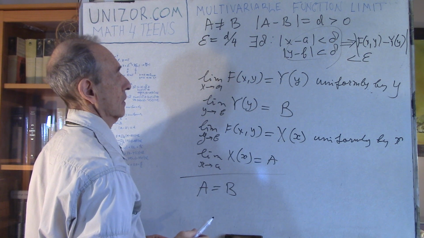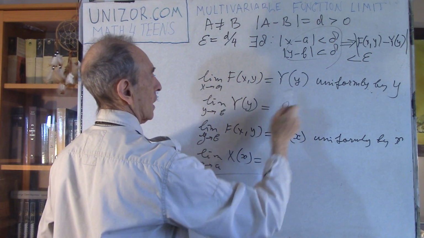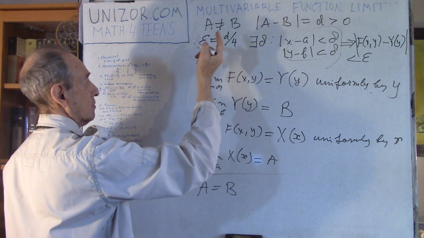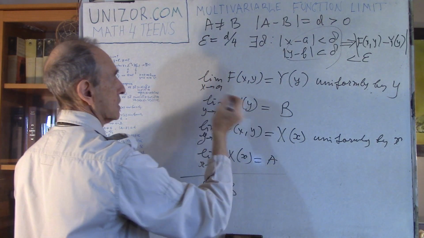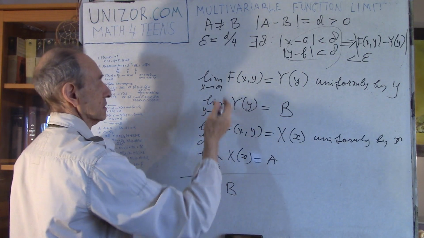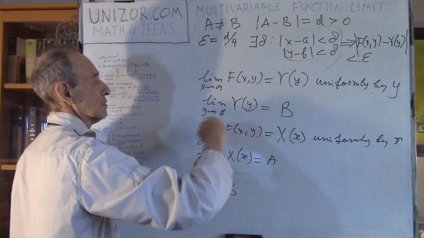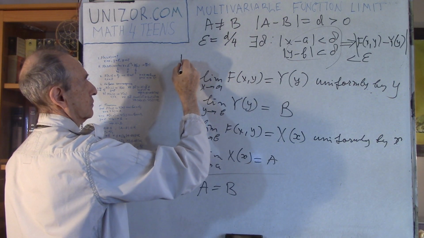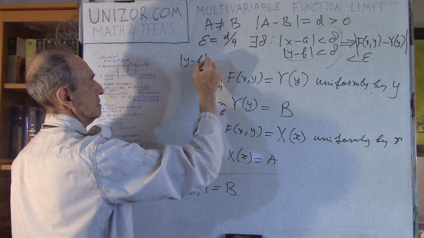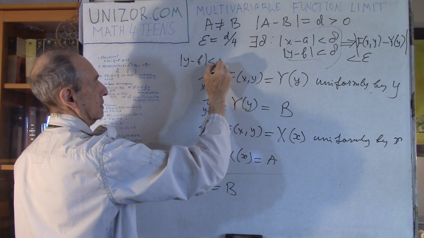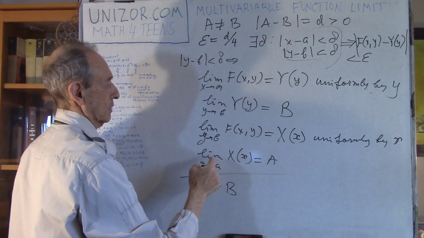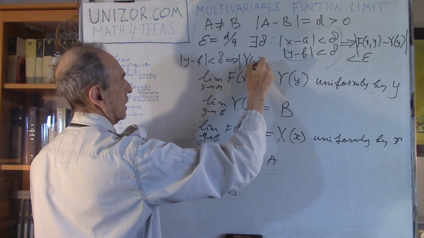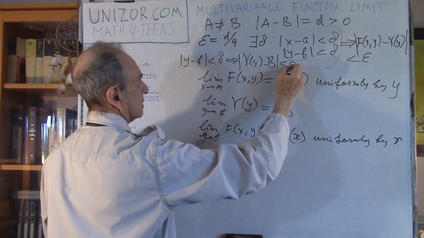Okay, now that's from here. Now let's go with the second one. The second one gives me that for the same epsilon, there is again another delta 3 or whatever you want, but then you will have a minimum of delta. So we can say that for |y minus b| less than delta, we will have this one: |Y(y) minus B| is less than epsilon.